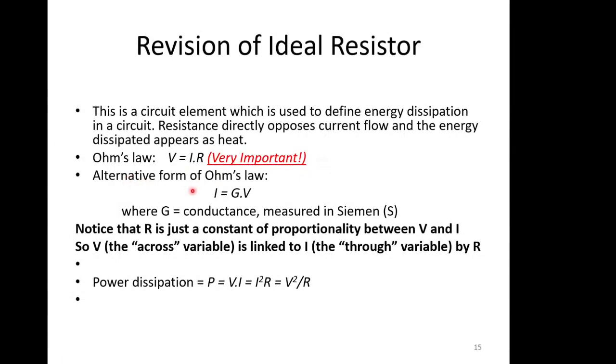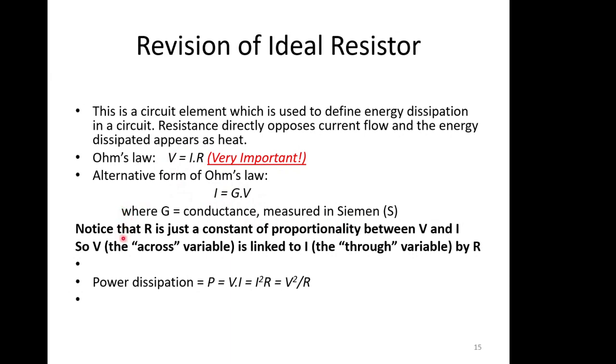There's an alternative form of Ohm's law, which is if we rearrange this to get I as the subject, we get I equals G times V, where G is defined as conductance, measured in Siemens. If you look at these two, G is just going to be 1 over R. So that's two ways of saying exactly the same thing. Sometimes this form is more convenient, particularly if we're dealing with currents. This form is the more common one because people tend to be used to dealing with voltages.